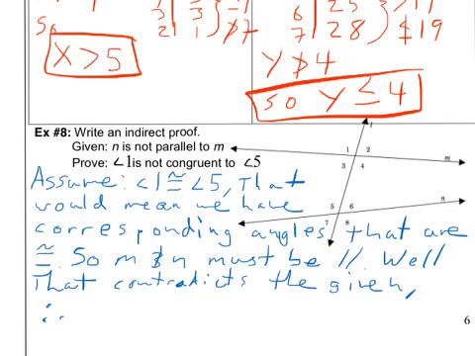Therefore, again, those three little dots just mean therefore. Therefore, angle 1 is not congruent to angle 5. There we go. And that's it. That's how you would write an indirect proof.